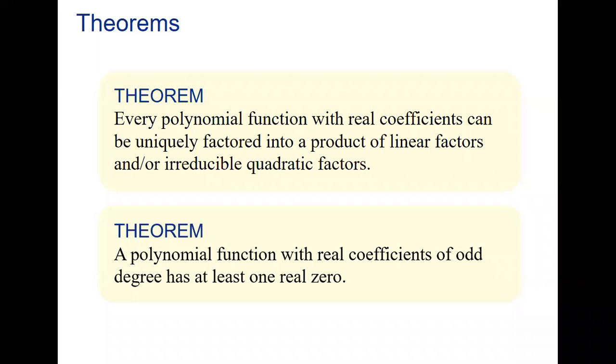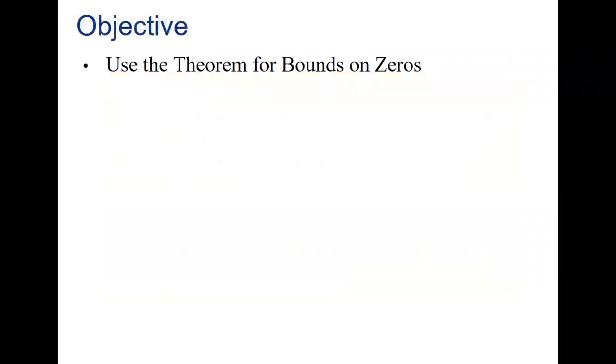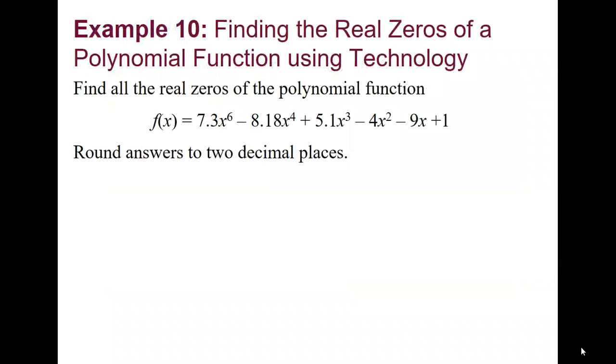So a polynomial function with real coefficients of odd degree has at least one real zero, okay? Every odd function has to have at least one real zero, okay? However, even functions do not, okay? The theorem for bounds, we're not going to really do. We're just going to talk about it via calculator.